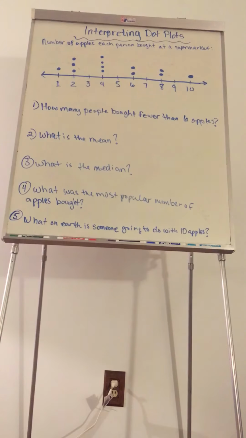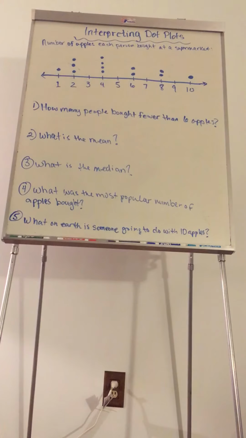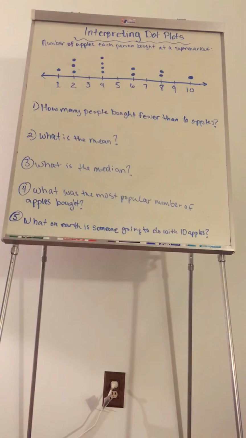Hey guys, okay, so today we're going to do interpreting dot plots. I know yesterday we did how to make and unmake a dot plot. So you're going to be given dot plots and you'll be asked questions about them. That's what interpreting a dot plot means, okay?